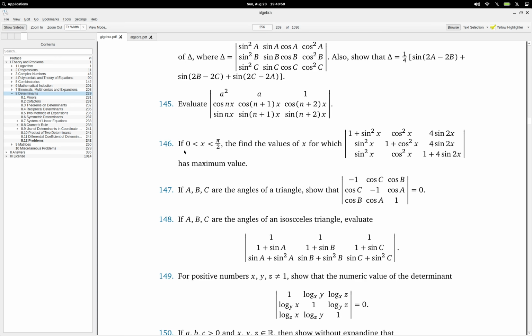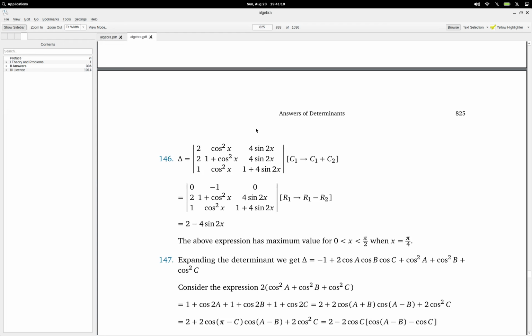Question 160 says that if 0 less than x less than pi by 2, then there should be n here, missing n. Find the values of x for which the determinant with rows 1 plus sin square x, cos square x, 4 sin 2x; sin square x, 1 plus cos square x, 4 sin 2x; sin square x, cos square x, 1 plus 4 sin 2x has the maximum value.